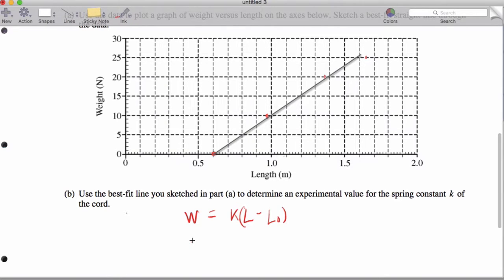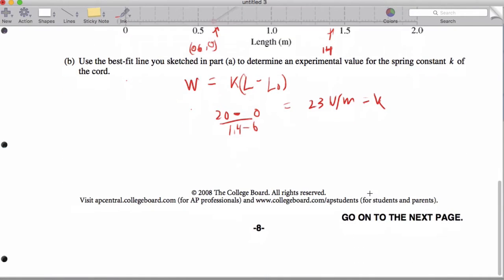So that's going to be 20 newtons minus, actually I kind of like this. I would say this 20 Newton thing is happening at about 1.4 versus this 0 newtons just happening at 0.6 meters. So if I go ahead and actually do this math, I'm going to end up getting 20 minus 0 over 1.4 minus 0.6, and that's going to give me about 23 newtons per meter for the slope. This is what k is actually equal to.